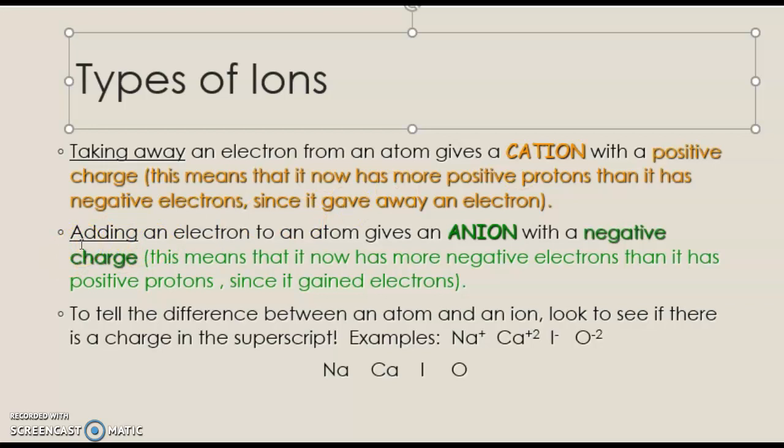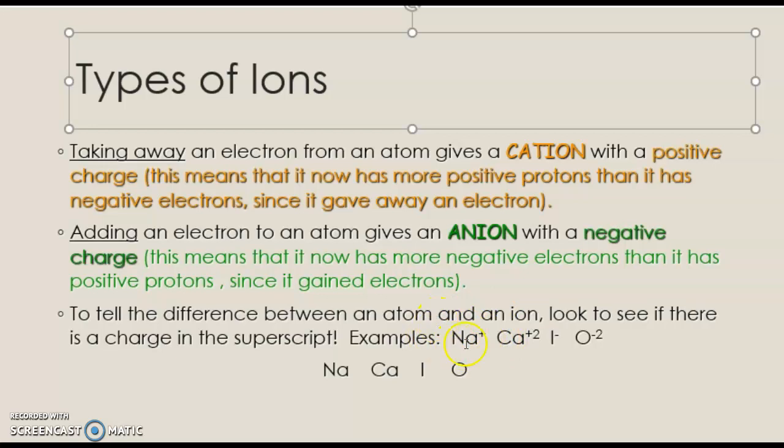So now, adding an electron to an atom, that's called an anion. It has a negative charge. This means that it now has more negative electrons outside of its nucleus, because it took some, than it has positive protons inside its nucleus. So to tell the difference between an atom and an ion, all you have to do is look to see if there's a charge in the superscript. Right here, superscript is above, subscript would be below.